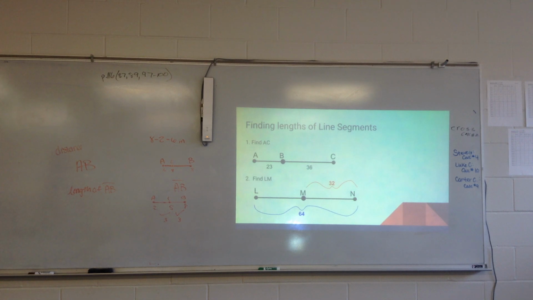And then number 2, find LM. Find the distance of LM. 32. It's a little different because we're given the total and we're given one chunk, but we need to find the missing one. 32.